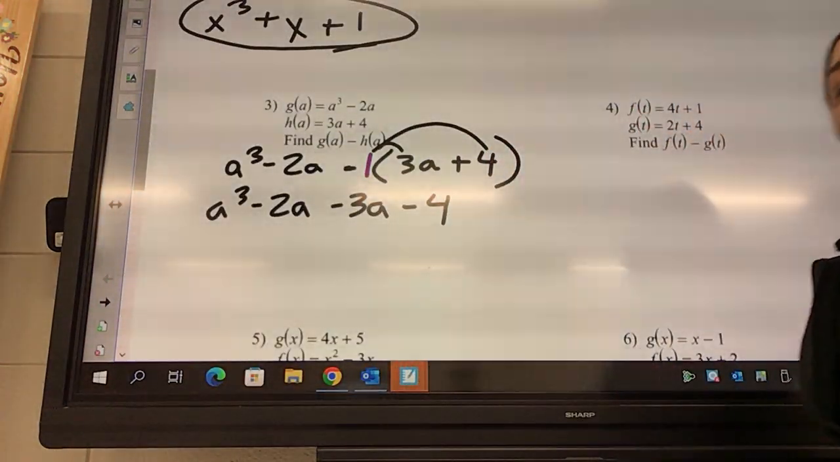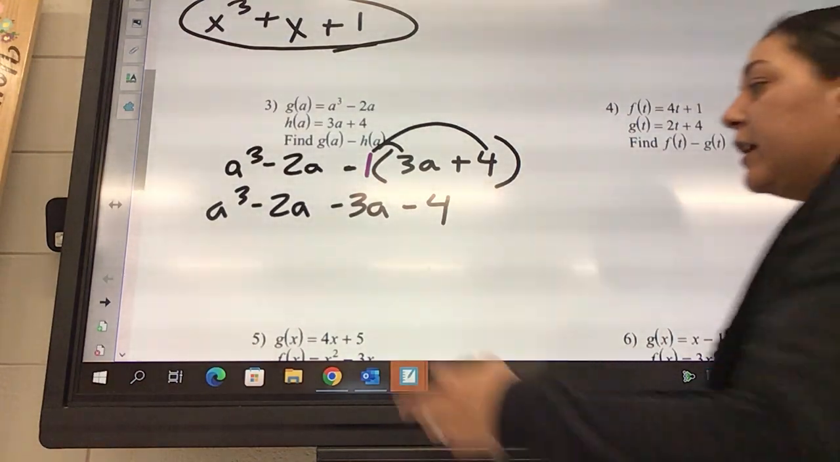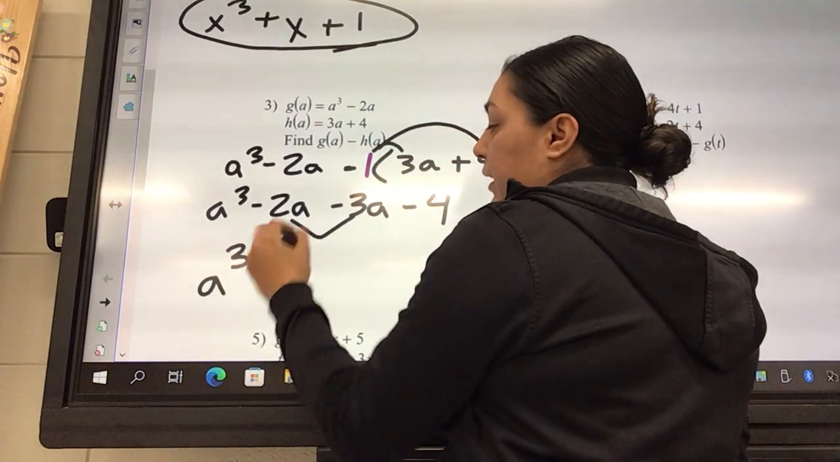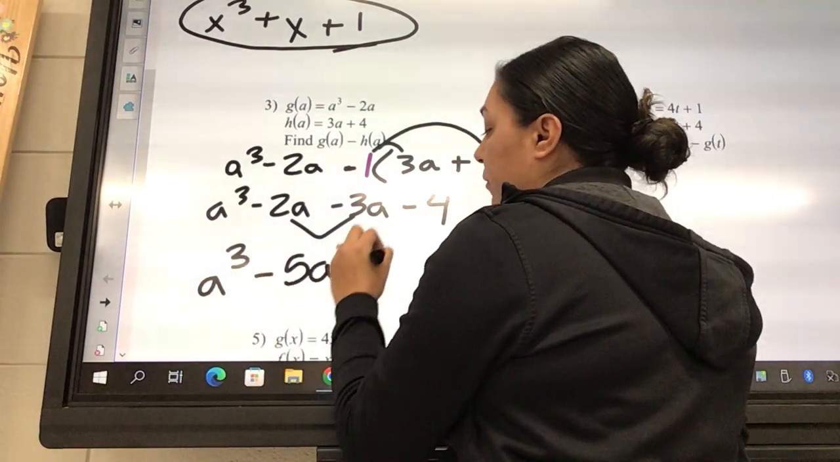And then we're going to go ahead and combine like terms. And if we look at this, I can combine these two middle ones. So I'm going to get A^3. That's going to give me negative 5A minus 4.